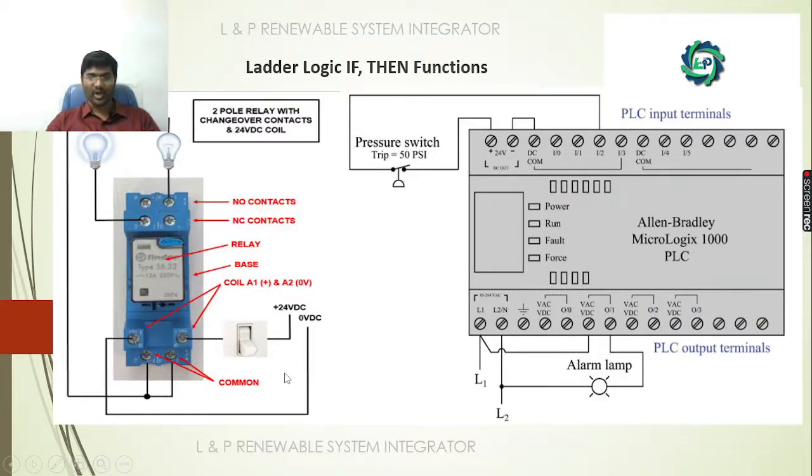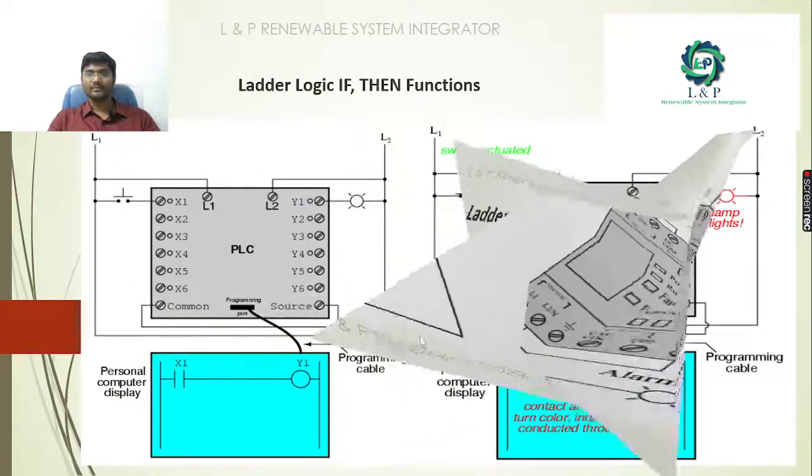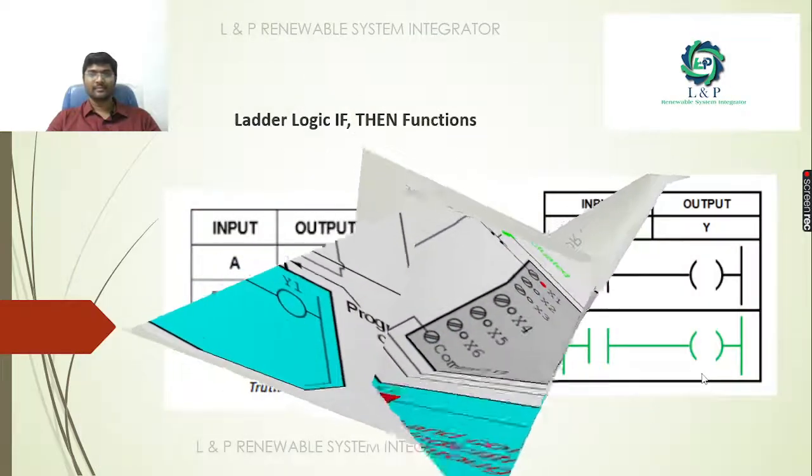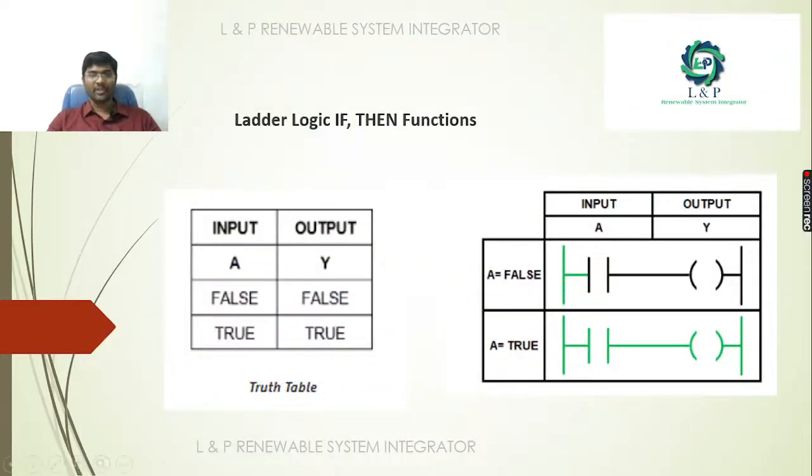Whatever if-logic you want to create inside a relay, the same thing, as I told earlier, we can create inside a PLC. Its size is very small and it is also very efficient. See here what happens: when the switch is off, the output is also off. When we activate the switch, immediately the lamp is glowing and the coil is energized. So in the if-then function, if the input is false, the output will also be false. If the input is true, the output will also be true.